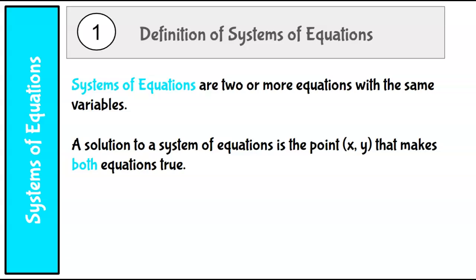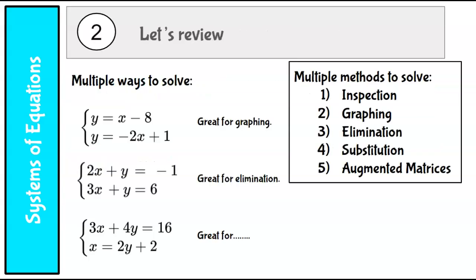Just a reminder that systems of equations are two or more equations with the same variables. So you're not going to have an equation that's got x and y in it, and then the other equation has a and b in it. It's going to be two or more equations that have the same variables. A solution to a system is the point (x, y) that makes both equations true.